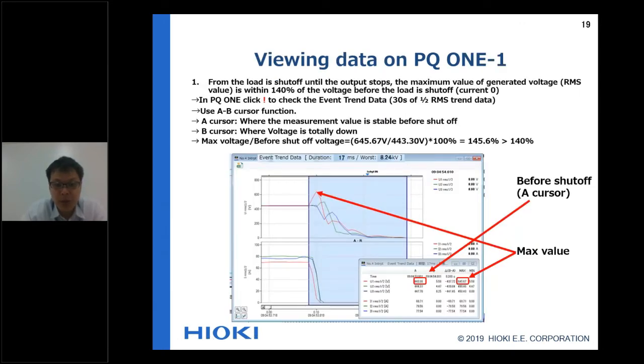Okay, how to view the data in PQ1? This is the PQ1 software. Please check the maximum voltage and the before shut-off voltage, and just divide. This value is over 140 volt. For example, if the max voltage is 645.67 volt and the before shut-off voltage is 443.30 volt, in that case it is 145.6%. So it is more than 140%, and that's why this is a fault.